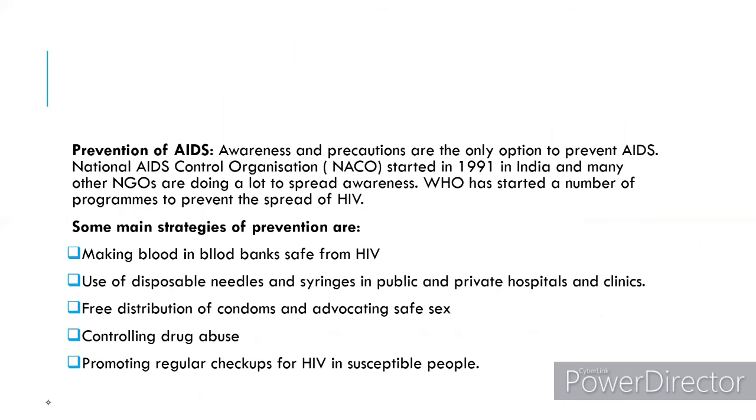So the last slide, prevention of AIDS. Awareness and precautions have been taken up since 1991. And there are some main strategies of prevention here. First is making blood and blood banks safe from HIV, and then we need to use disposable needles and syringes, free distribution of condoms, advocating safe sex, controlling drug abuse, and promoting regular checkups for HIV in susceptible people. All of these are main strategies to prevent HIV.